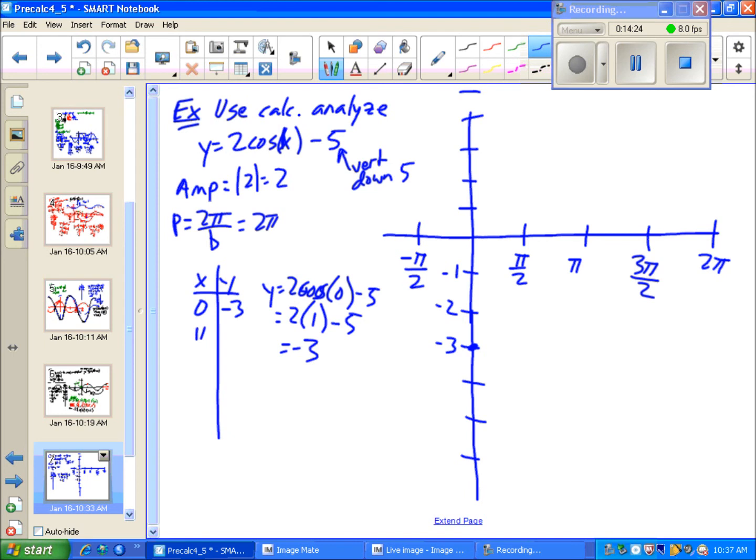Okay, let's go to pi halves. The cosine of pi halves is 0, so 0 minus 5, negative 5. Pi halves, we got negative 5. Pi: the cosine of pi is negative 1. 2 times negative 1 is negative 2. Negative 2 minus 5, negative 7.